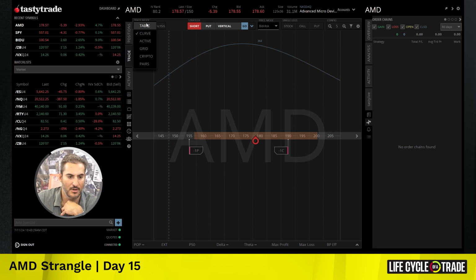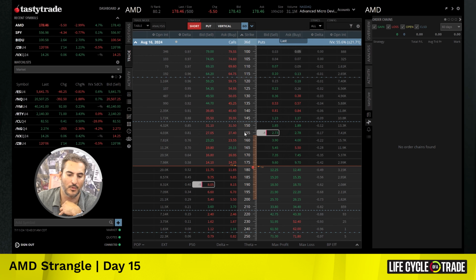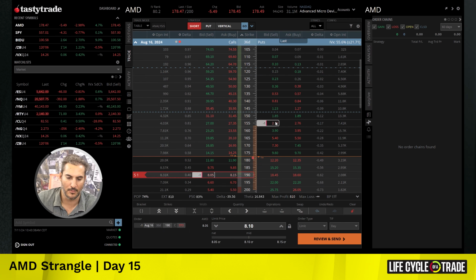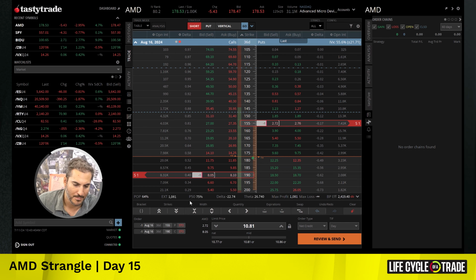position. So going forward here, we're going to have the 155 put, the 190 call, Strangle, relatively delta neutral. You can see our overall delta on this position is a total of 22 short deltas, so we reduce that by about 12.